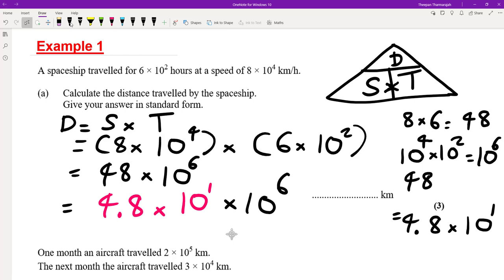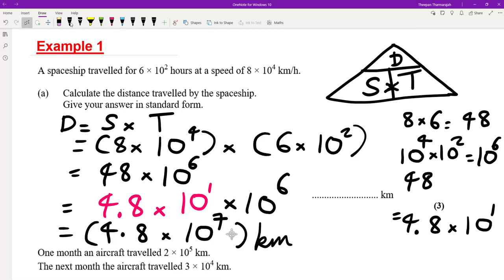So the final solution we'll get is 4.8 times 10. Don't forget to add the powers. 1 plus 6 gives me 7. And don't forget the units. It's kilometers because we're talking about distance.